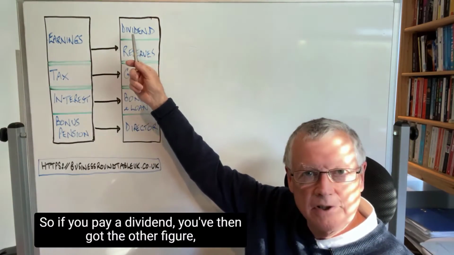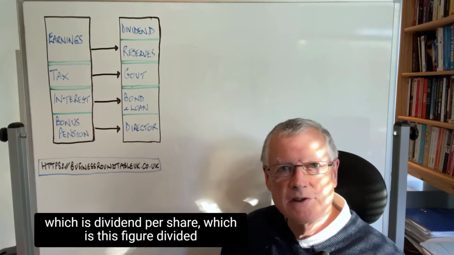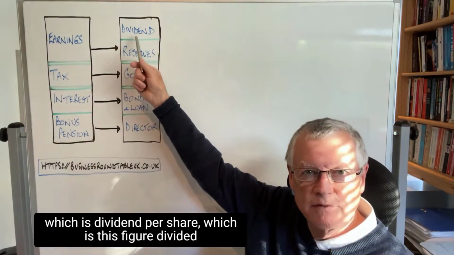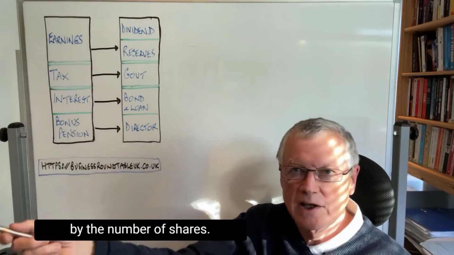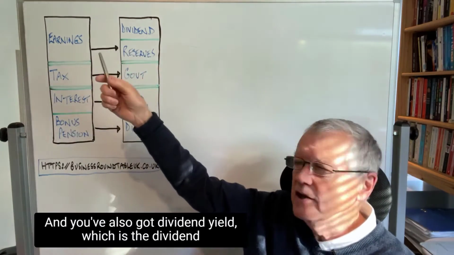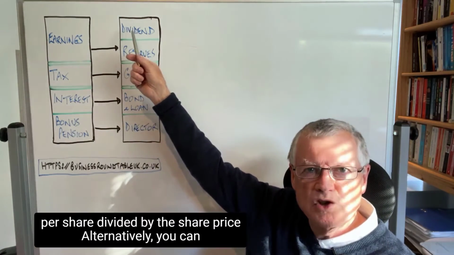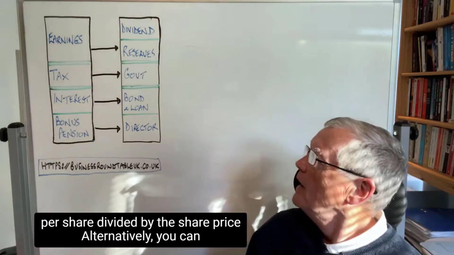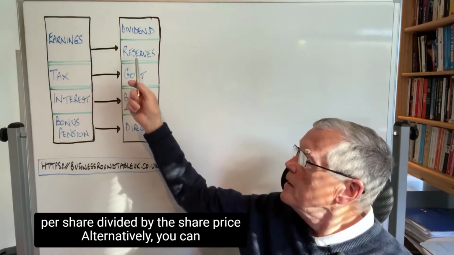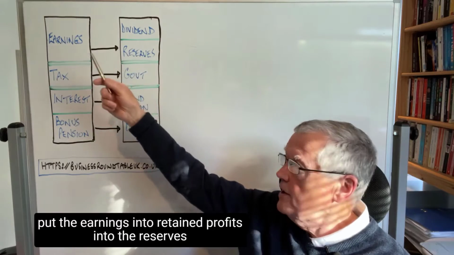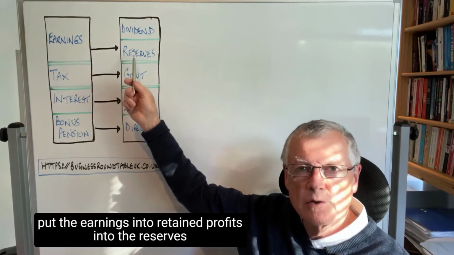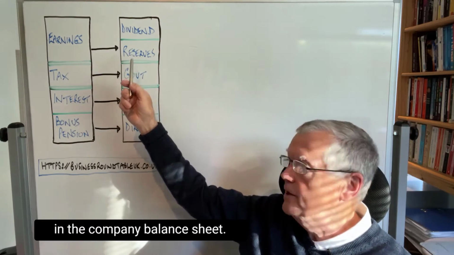So if you pay a dividend, you've then got the other figure, which is dividend per share, which is this figure divided by the number of shares. And you've also got dividend yield, which is the dividend per share divided by the share price. Alternatively, you can put the earnings into retained profits into the reserves in the company balance sheet.